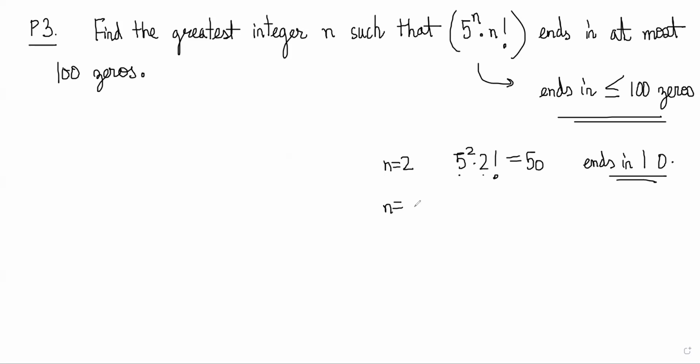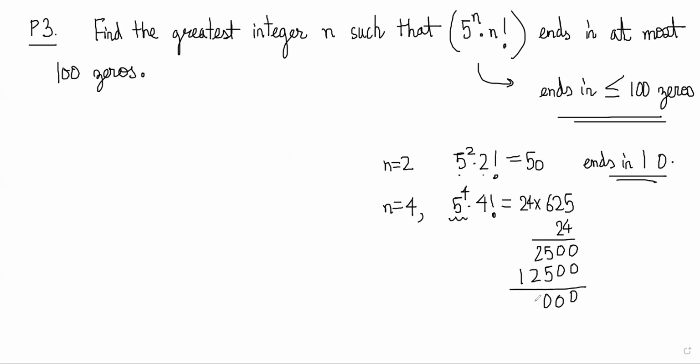If n is equal to 4, think about it. 5 power 4 into 4 factorial. 4 factorial is 24, and 5 power 4 is 625, right? So this will probably end in 2 zeros. Let's see. You can multiply it and find out, right? 24 into 625 is 15000. So you're seeing it is ending in 3 zeros.